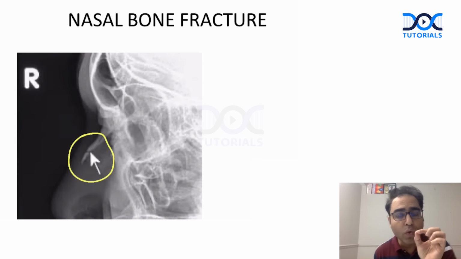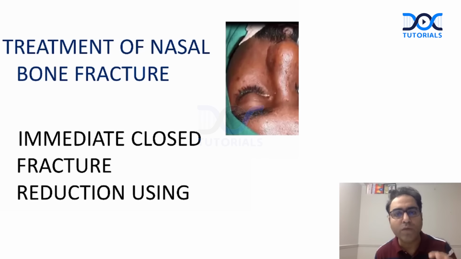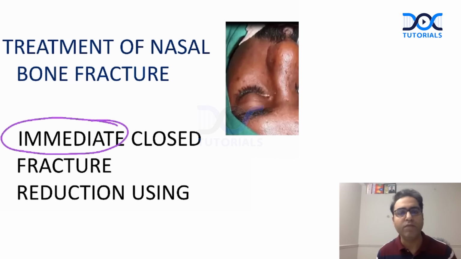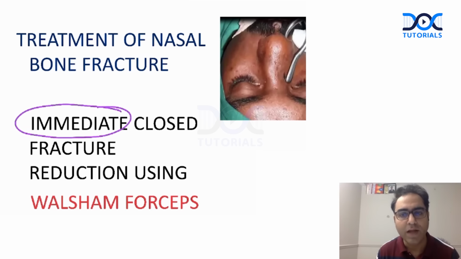Now, there are two types of question possible. In one question, they will say there is no swelling in the patient. If no swelling is mentioned, then the treatment of choice is immediate closed reduction before edema starts. And this is done with the help of which forceps? Walsham forceps, my dear friend.